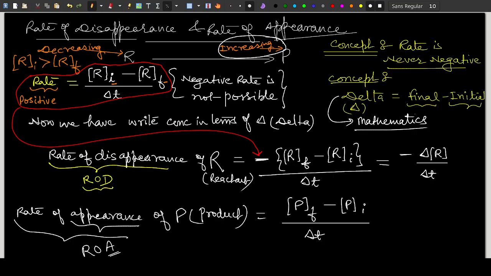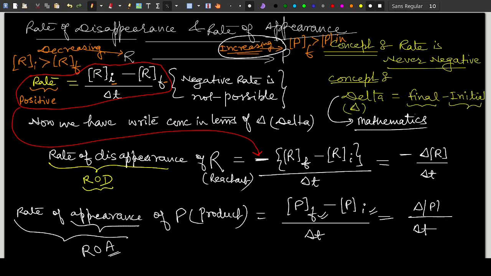Here in this case, the product final concentration will be greater than product initial concentration, because it is showing the increasing trend, and we know the negative is not possible, and here negative is not coming. It is now easy to write it in the form of the delta, because it is directly written final minus initial. So it is delta product concentration upon delta T.